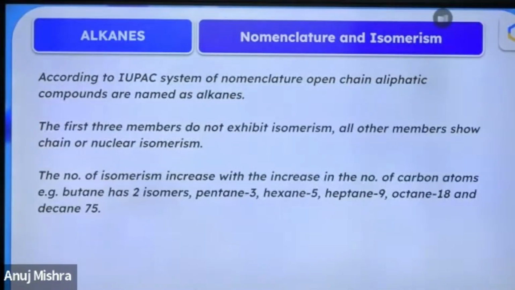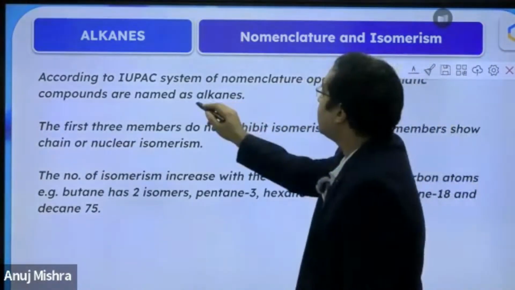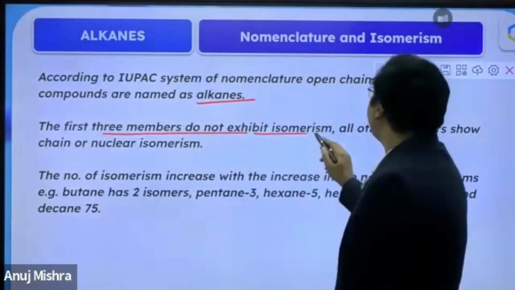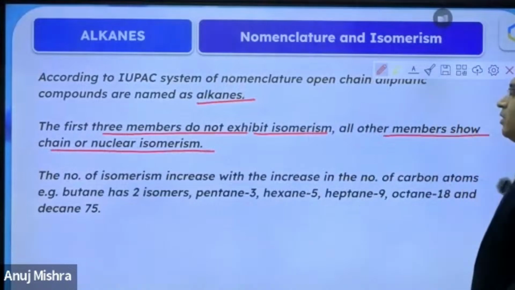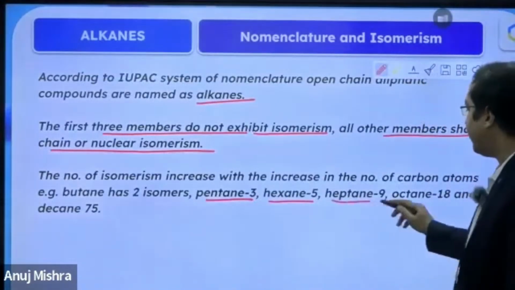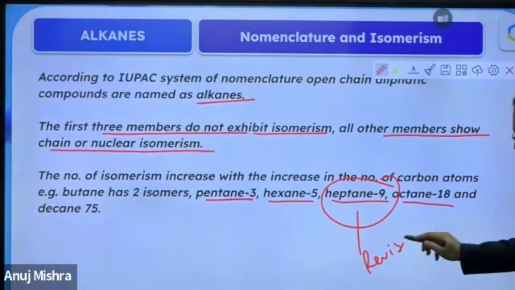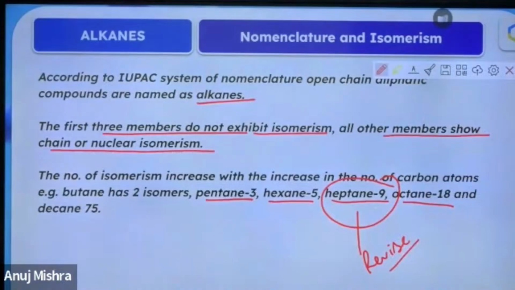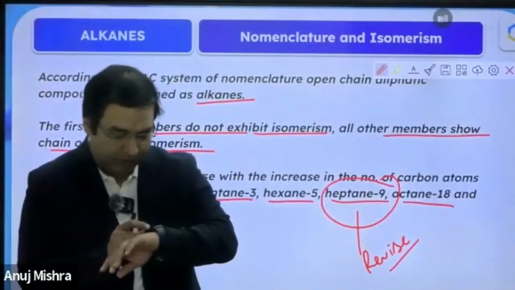Now you can see here, as per the IUPAC system, aliphatic compounds are named as alkanes, and in this case, the first 3 members do not exhibit isomerism. All other members show chain or nuclear isomerism, right? So basically, the nucleus is different. Now just see, isomers: pentane gives 3, hexane gives 5, heptane gives 9, octane gives 18. Can you just quickly revise it and do it? Quickly revise heptane, 9 isomers. Draw quickly. Quickly revise this part.